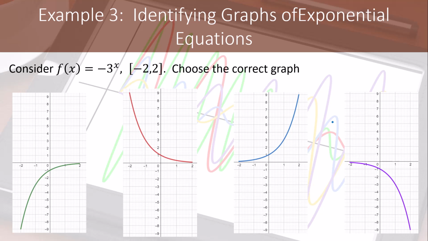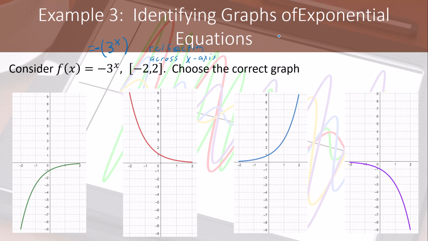Okay, and here we have a similar thing. Here we have f of x is equal to -3 to the x power, and we need to choose the correct graph. Now, one of the ways that you can look at this is f of x is equal to 3 raised to the x power times -1, or taking the negative of. So what we have is 3 to the x multiplied by -1, which is a reflection across the x-axis. To solve this problem, you actually need to use some of the information that you learned in Chapter 2. So we have a reflection across the x-axis.